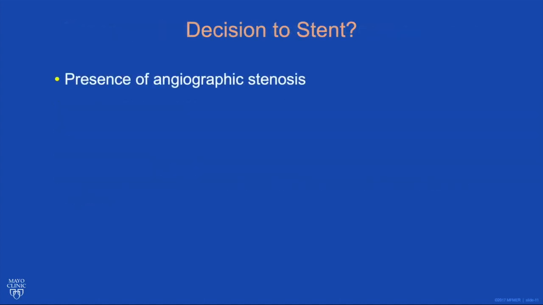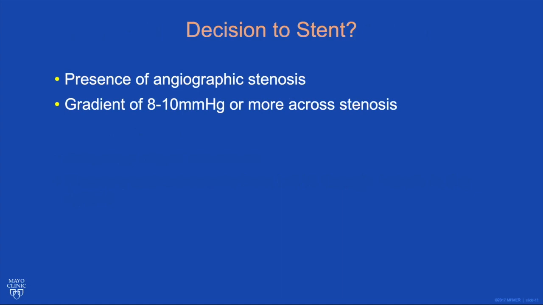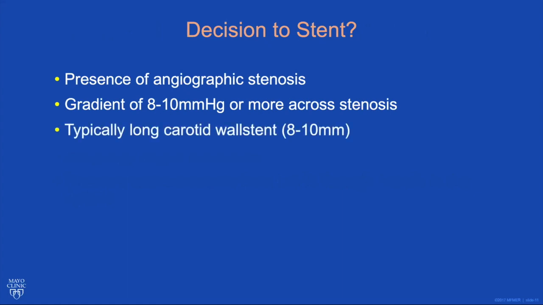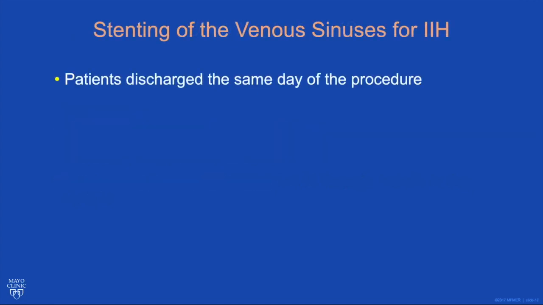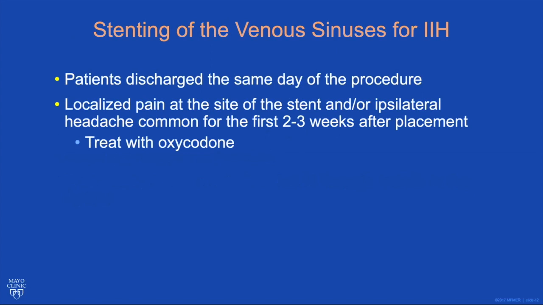And our decision to stent is based on the presence of an angiographic stenosis with a gradient of 8 to 10 millimeters of mercury or more across the stenosis. Typically, we use a long carotid Wallstent. And for the past 3 cases, at Stylianos's recommendation, we've started to try out the Zilver. And then we measure a post-stent gradient. And then we discharge patients the same day of the procedure.